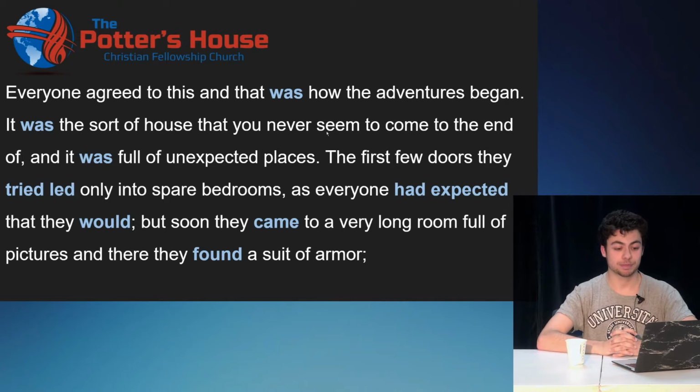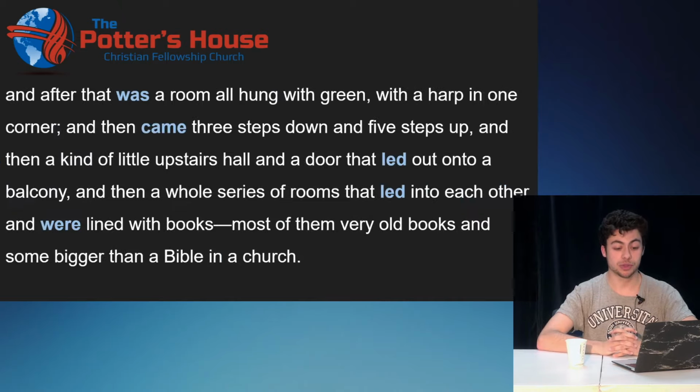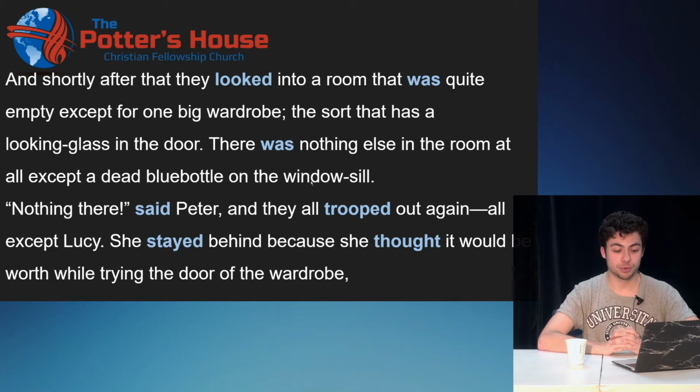And after that was a room all hung with green, with a harp in one corner, and then came 3 steps down and 5 steps up, and then a kind of little upstairs hall and a door that led out onto a balcony, and then a whole series of rooms that led into each other and were lined with books, most of them very old books, and some bigger than a Bible in a church. And shortly after that, they looked into a room that was quite empty except for one big wardrobe, the sort that has a looking-glass in the door. There was nothing else in the room at all except a dead blue bottle on the window-sill.